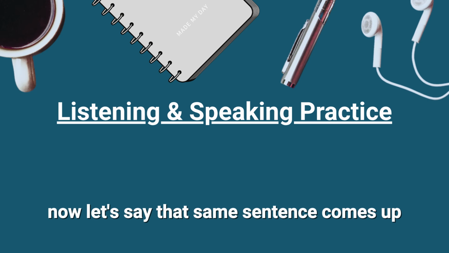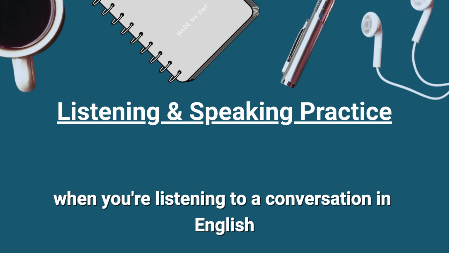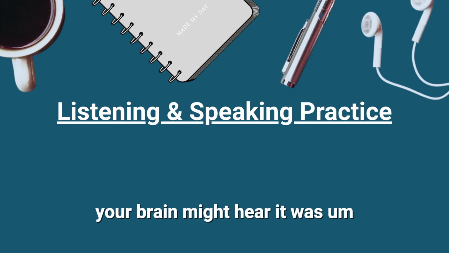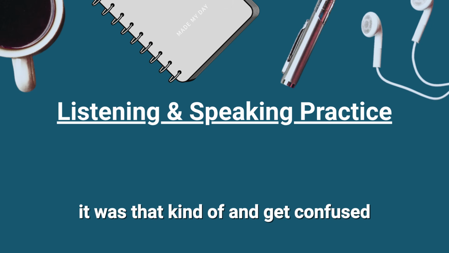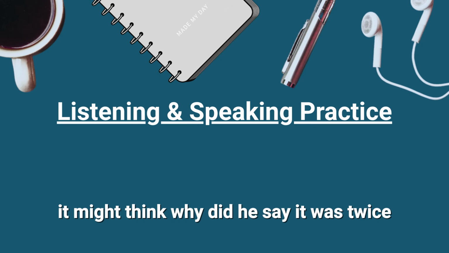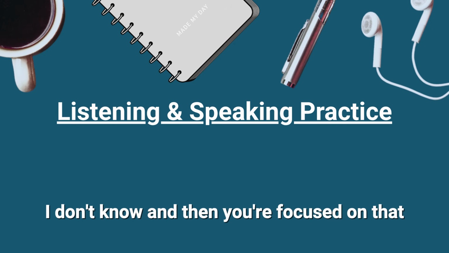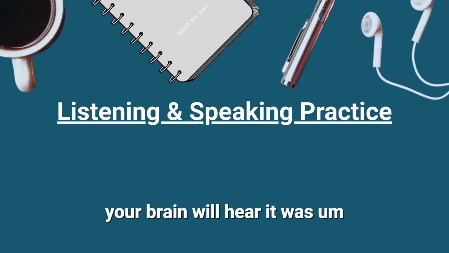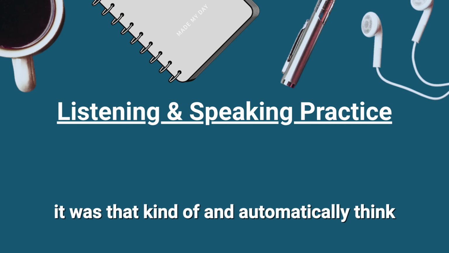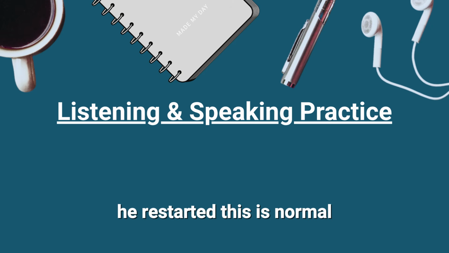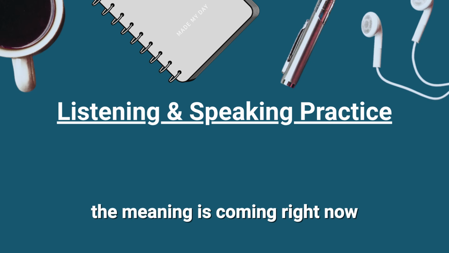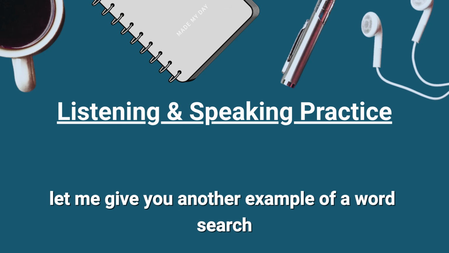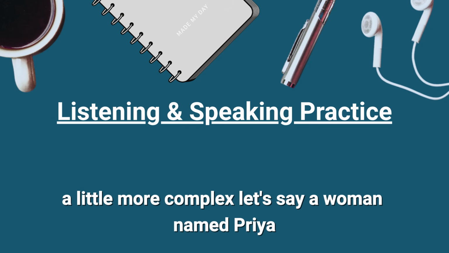Now let's say that same sentence comes up when you're listening to a conversation in English, and you're at a B1 level. Without training, your brain might hear, "it was that kind of," and get confused. It might think, why did he say "it was" twice? Is there a grammar pattern I don't know? And then you're focused on that instead of the actual meaning. But with training, with what we're doing today, your brain will hear, "it was that kind of," and automatically think, he restarted. This is normal. The meaning is coming right now. And then you just listen for the meaning. Easy.